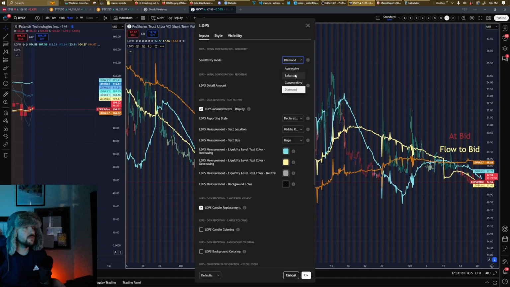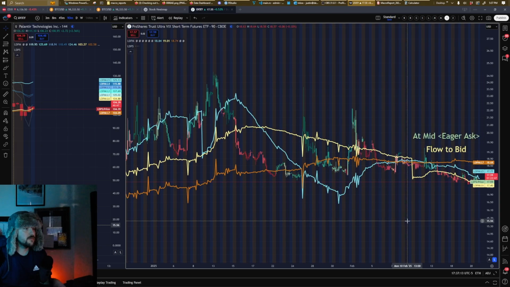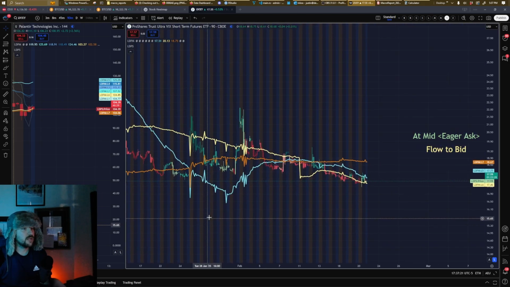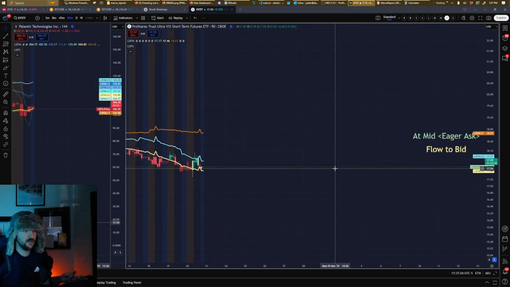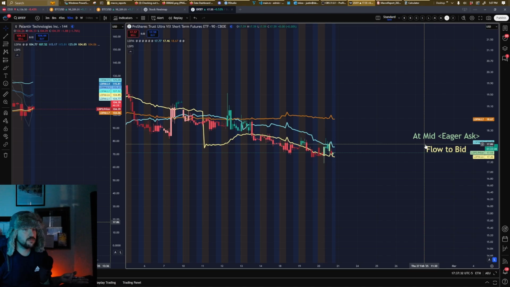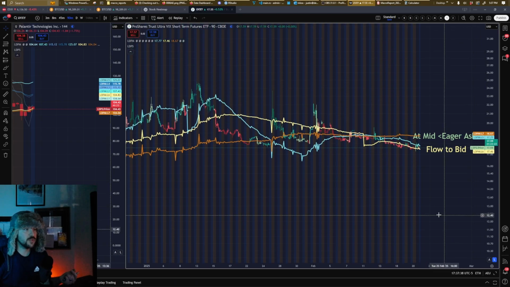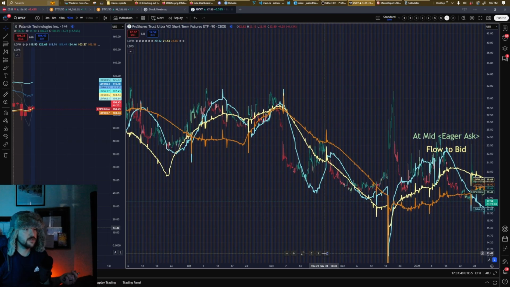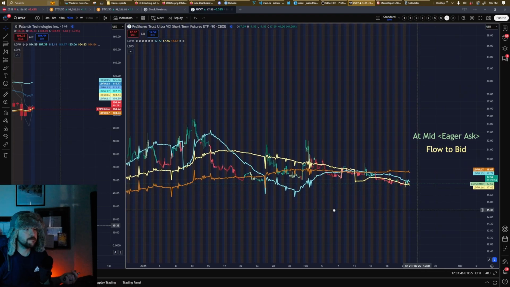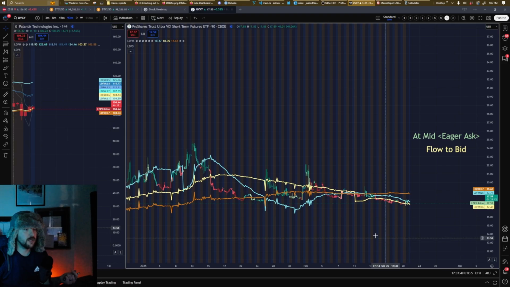This is Diamond. Let's go to Balanced. Technically we're flowing to the bid. We're in this mixed bull trap, but technically flow to the bid, eager ask. But is this one of those weird ones that's kind of reversed because it's volatility? I don't know. Are we still logging? Unlog.